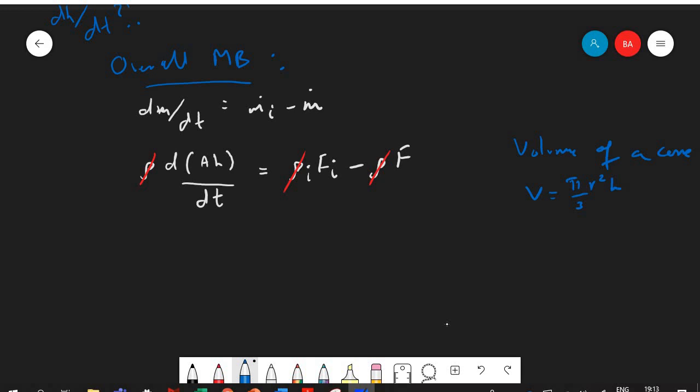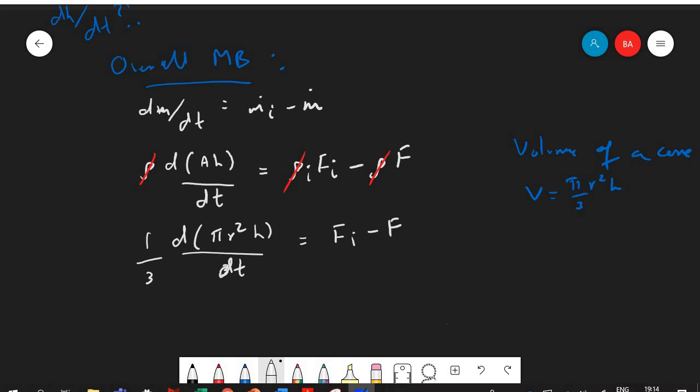And I know that the radius is changing with time, and as well the height is also changing with time. And if we substitute, this is the volume, and this is actually dV by dt that we have here. So this equation will be d of pi r square h, divided by 3, by dt, is equal to fi minus f.